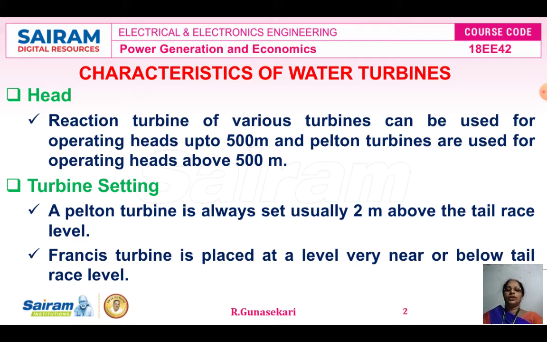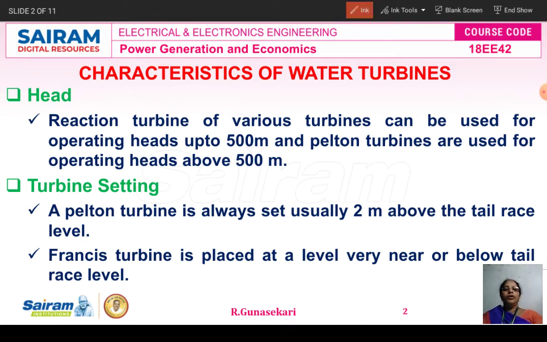I already told that water turbines can be classified into two types. One is the reaction turbine, another one is the impulse turbine. The reaction turbine is used for operating head up to 500 meter. The Pelton turbine is used for above 500 meter. So we already know that above 300 meters, a power plant is a high head power plant. Therefore, based on the water head, the reaction turbine is used up to 500 meter head, and the Pelton turbine is used for above 500 meter water head.